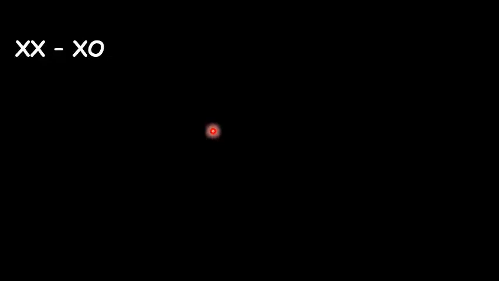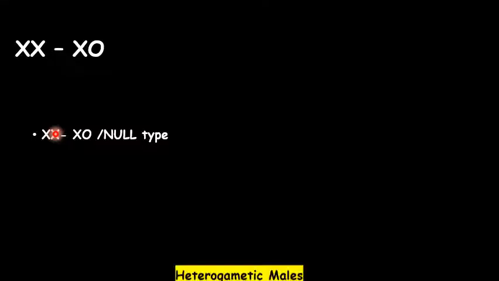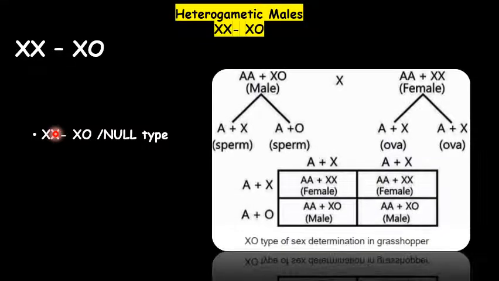Now let's see the XX-XO type of sex determination. Here the female animal will always produce X chromosomes. In all their eggs you can find the same type of chromosome, which is X, hence we call that homogametic, and they are similar. The male will contain only one X chromosome, and sometimes it will not contain any sex chromosome at all in its gamete cells. Hence we call that XO or null type.